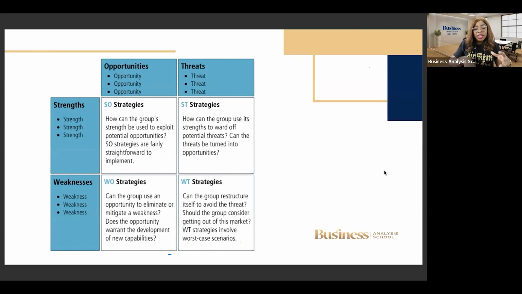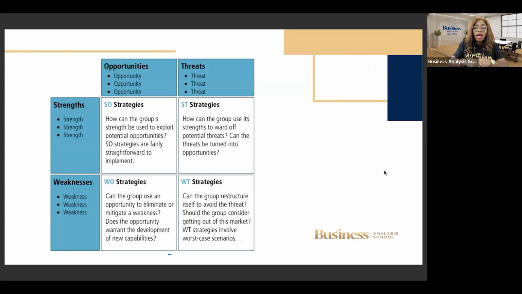When we look at our weaknesses, we can ask how we can use the opportunity that we have to eliminate or mitigate a weakness. Or how does an opportunity warrant development of new capabilities within our business? Maybe right now we have an opportunity to get funding or investment from an investor. Based off of that investment, maybe we can improve our technology, hire more staff, and become a fully capable organization. So you want to look at the opportunities and how you can leverage them with the internal strengths and weaknesses. That's internal evaluation.